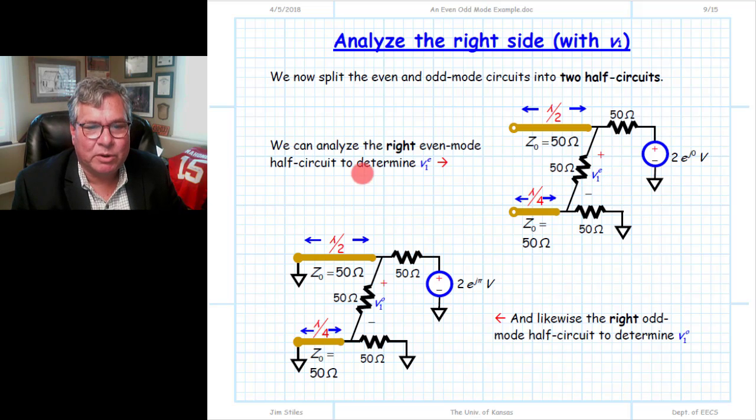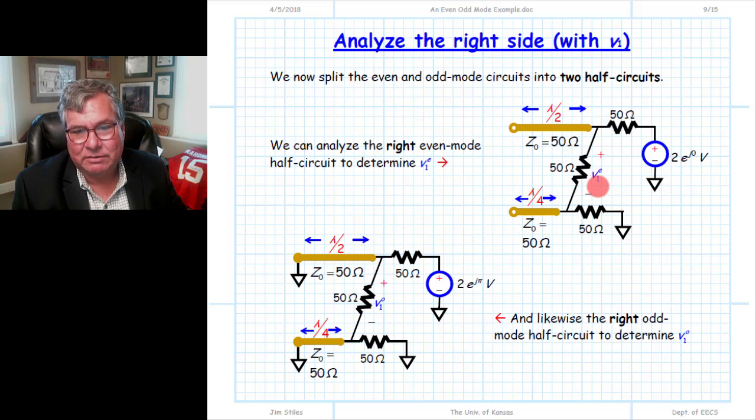So for the even mode half circuit, we call this V1E for even, and we attempt to find it by analyzing this half circuit. Notice the voltage source over here is the even mode voltage source of 2 volts. The other half circuit we analyze is for the odd mode analysis, when we have a virtual short or virtual ground through the middle of our circuit there. And the voltage that we try to find is V1 odd.